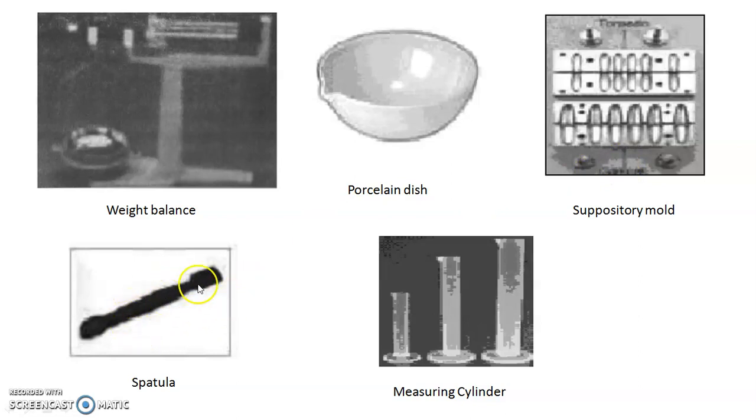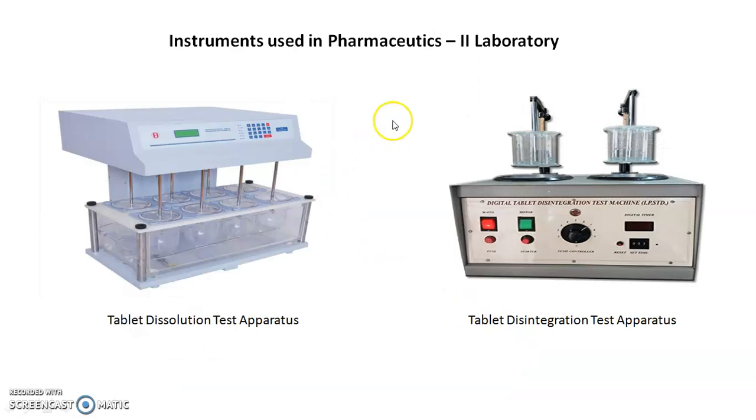This is a spatula. The spatula is one of the important things. While weighing, it is used to pour the substance or ingredient from the container or bottle onto butter paper kept on the balance for weighing. And the measuring cylinder. The measuring cylinder is used to measure some liquid during formulations. Then we will see the instruments used in the pharmaceutics laboratory.